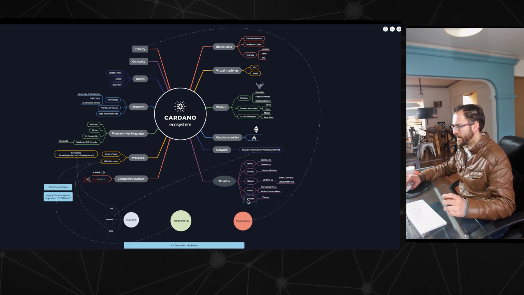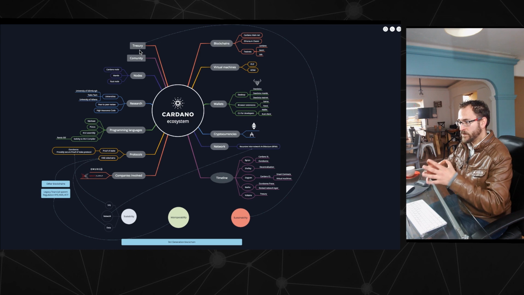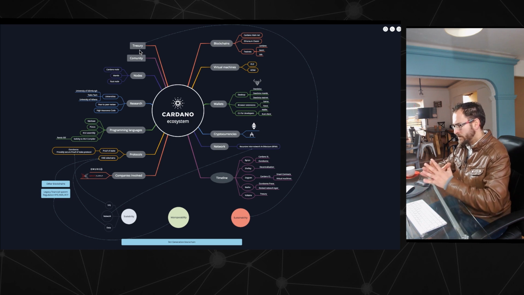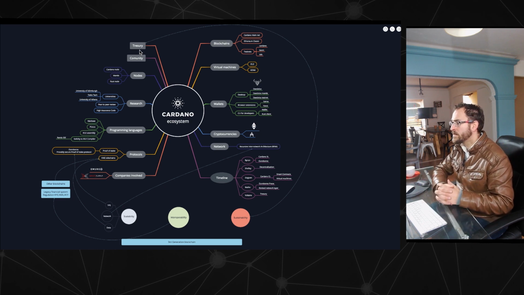And finally, the final step will be to set up the treasury and let the community be the most important part of the system, because the community will be taking the decisions of where and how the system will grow. And well, this is it. This is how the Cardano ecosystem works.